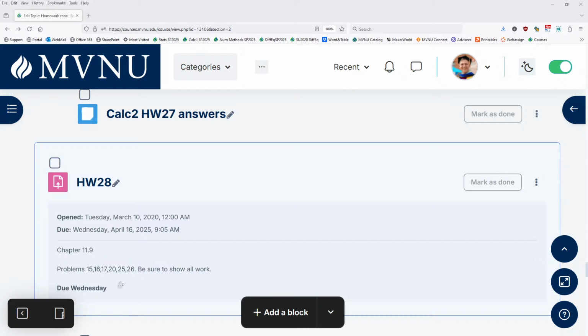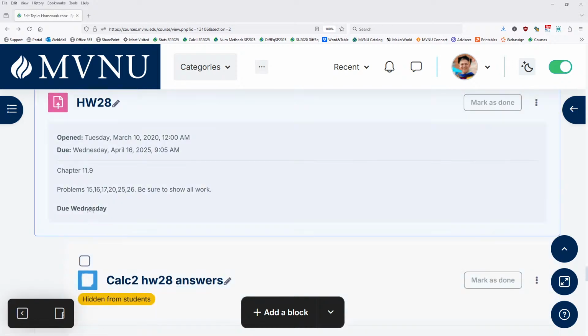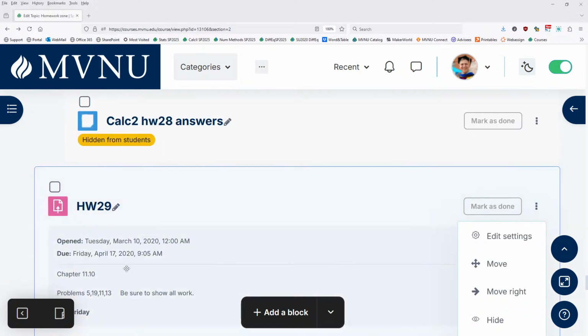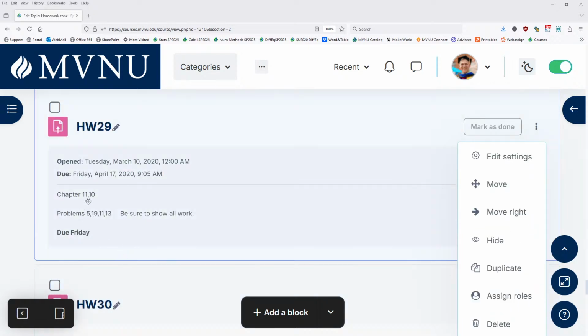Okay. So, yeah, so due Wednesday. Yeah, it's still 11.9. This is the last bit of 11.9, and then we move on to 11.10, and that will be due in 2020.